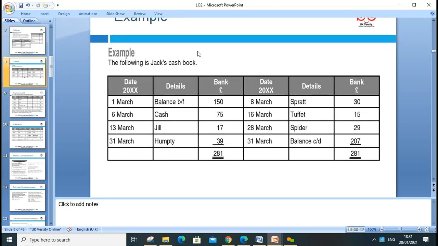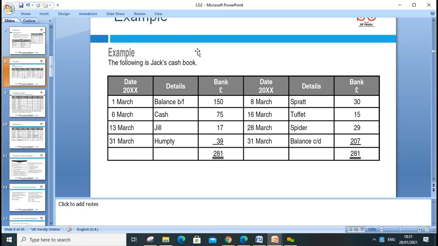Like here, this is my cash book. I have a debit side and a credit side. This is my debit side of the cash book, and this is my credit side. I'm saying my net balance is £207 in my bank. This should be in the bank.